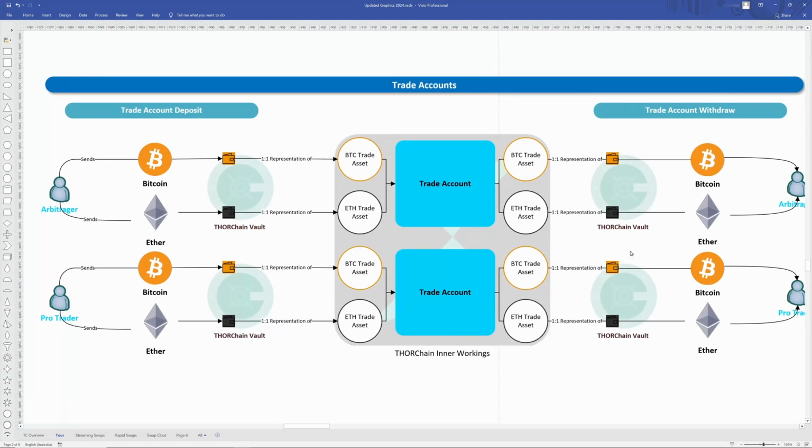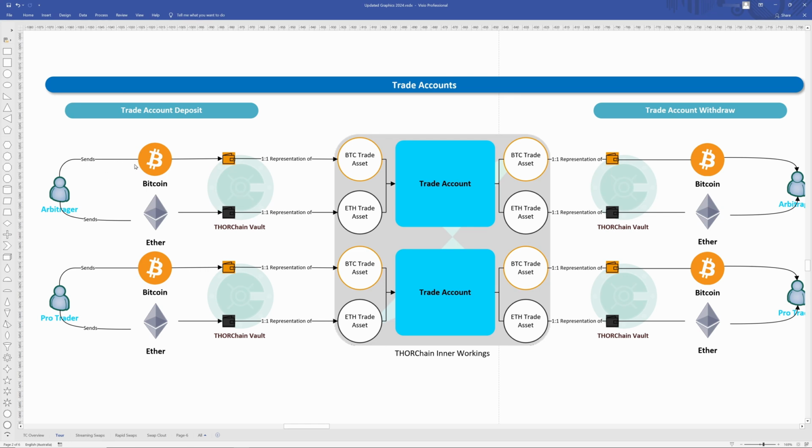Moving on to withdrawal, then obviously you would send a message deposit, and we'll look at this in a minute, to withdraw the trade asset, and that trade asset is then swapped once from a one-to-one representation to the L1 asset that's been requested to be withdrawn, and then that is sent to the person's wallet, so whoever is doing the request. It's a very simple process.